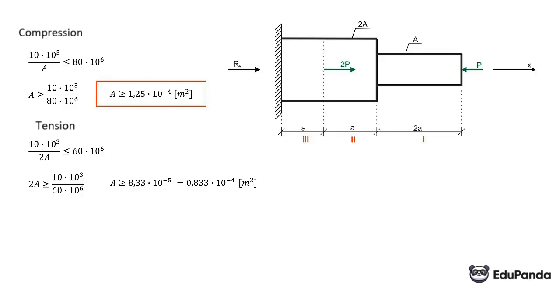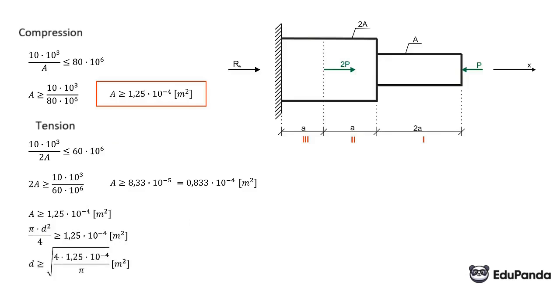We need to size the diameter. So the area of a circular cross-section expressed by diameter is pi d squared over 4. So this sized area of ours, pi d squared over 4, must be greater than or equal to 1.25 times 10 to the minus fourth. And from this we calculate d. So we multiply by 4 over pi and take the square root of the result. So we calculate the diameter. It must be greater than or equal to 0.0126 meters. And if we round it up a bit, because it has to be greater than or equal, right?